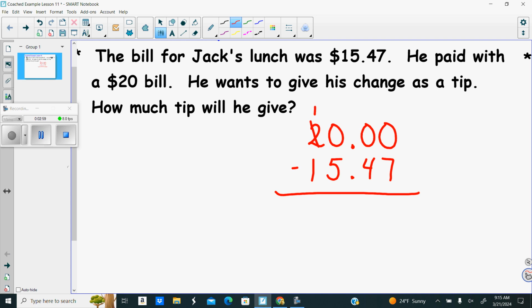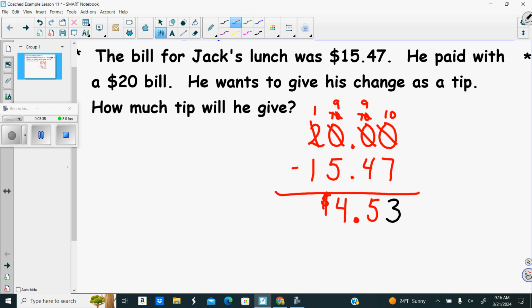We have to make that a 1, make this a 10, borrow from that, making it a 9, making this a 10, borrow from that, making that a 9, and this a 10. And now we can subtract. 10 minus 7 is 3, 9 minus 4 is 5, 9 minus 5 is 4, and 1 minus 1 is 0. Again, we have to bring our decimal point straight down.